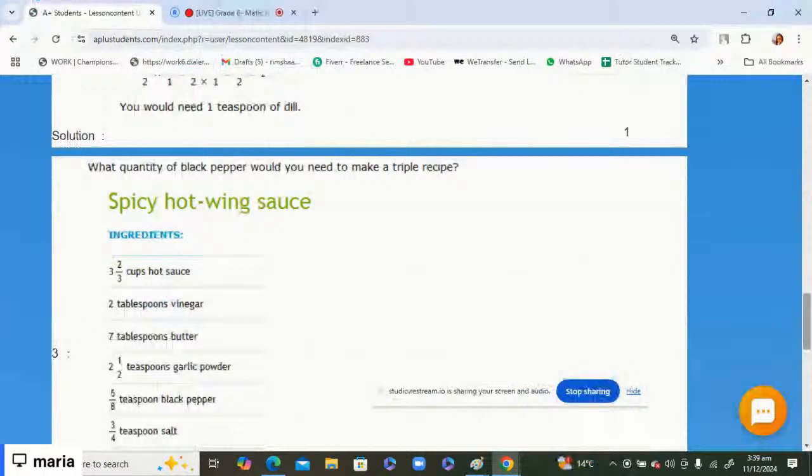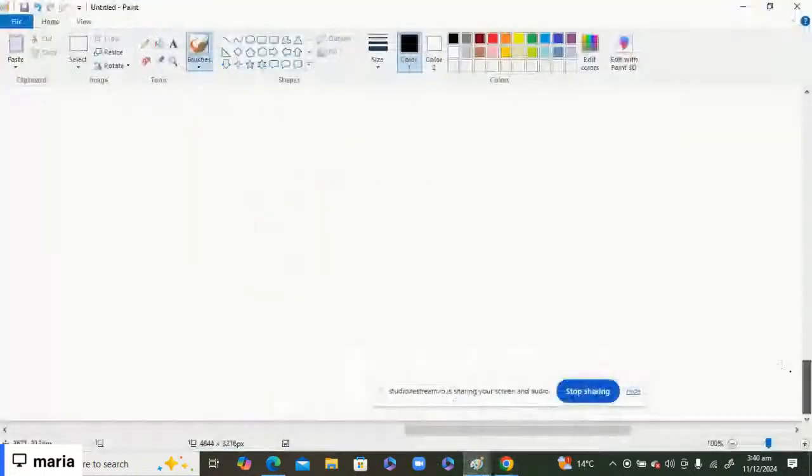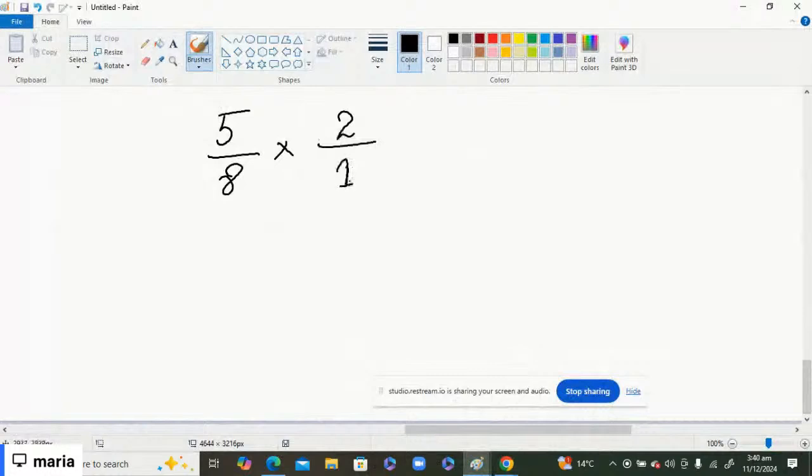What quantity of black pepper would you need to make a double recipe? Black pepper. Where is the black pepper here? It's a black pepper. Look, 5 by 8 teaspoon black pepper. So here's 5 by 8. And they are saying that double that recipe, which is 2. Over here it's 1. Here it's nothing.